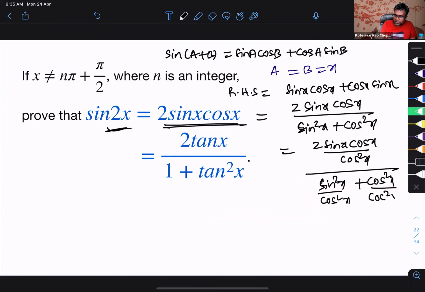I hope you understand this. Again, these are also extremely useful. Sine 2x, which is 2 sin x cos x, is routinely used. In fact, even before learning trigonometry, you might use this in one of the physics classes.